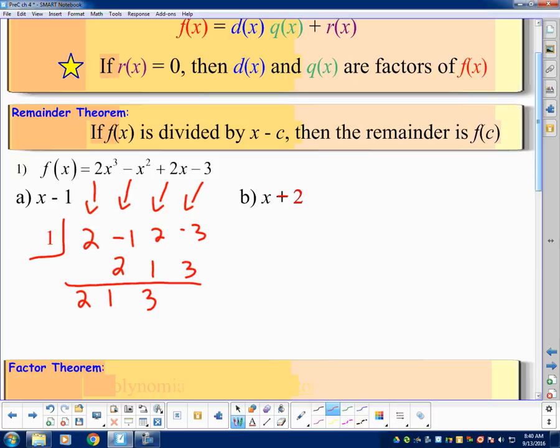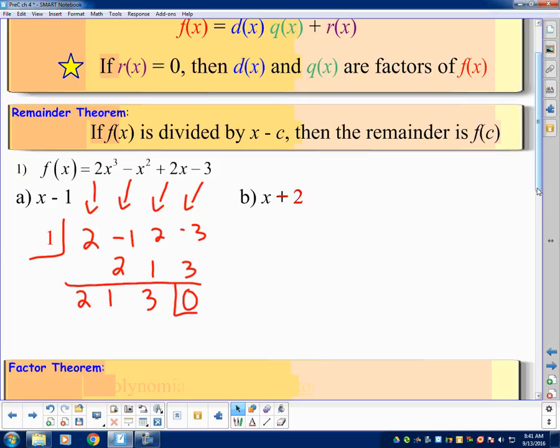So what does this mean when I get a 0? It's factorable, and what is one factor? X minus 1, right? So x minus 1 is a factor. 1 is the zero of the polynomial.